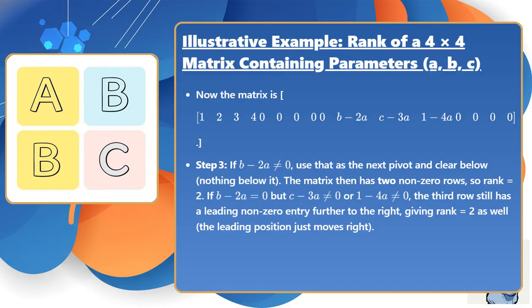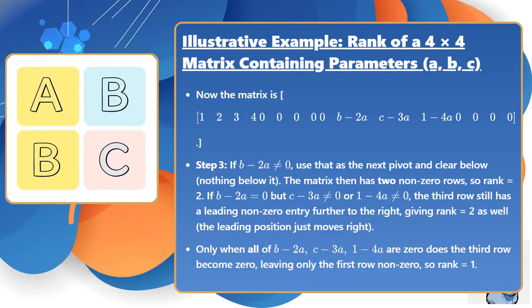If b minus 2 equals 0 but c minus 3 is not 0 or a1 minus 4 is not 0, the third row still has a leading non-zero entry further to the right, giving rank 2 as well. The leading position just moves right. Only when all of b minus 2, c minus 3, and a1 minus 4 are 0 does the third row become 0, leaving only the first row non-zero, so rank equals 1.